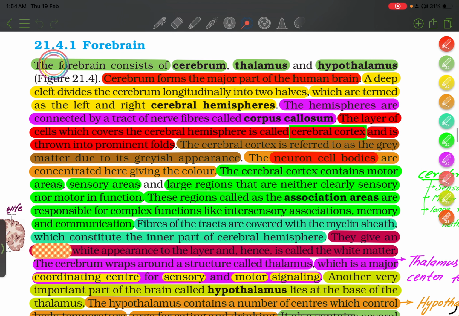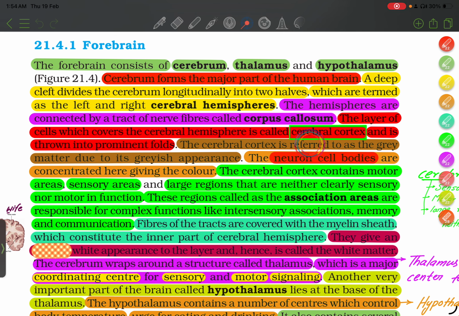Forebrain. The forebrain consists of the cerebrum, thalamus, and hypothalamus. Cerebrum forms the major part of the human brain. A deep cleft divides the cerebrum longitudinally into two halves, which are termed the left and right cerebral hemispheres. The hemispheres are connected by a tract of nerve fibers called the corpus callosum. The layer of cells which covers the cerebral hemisphere is called the cerebral cortex and is thrown into prominent folds.